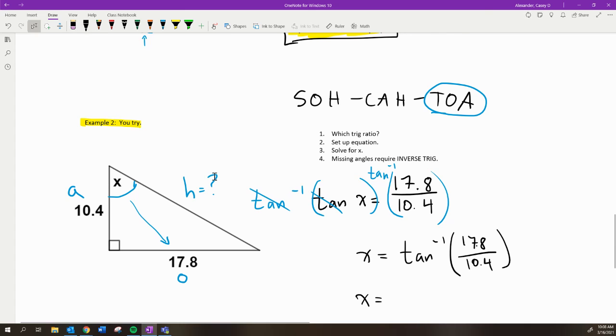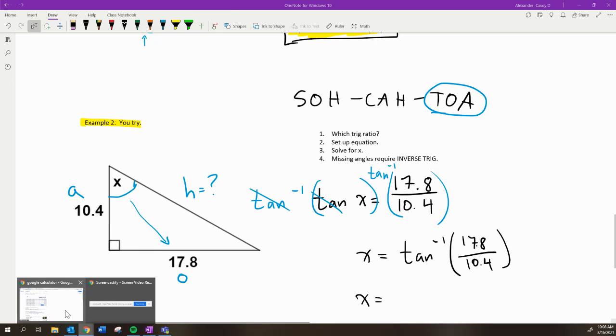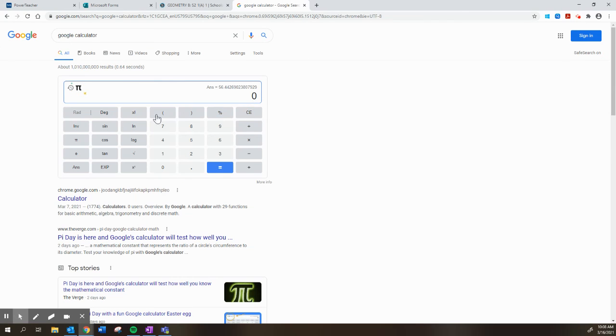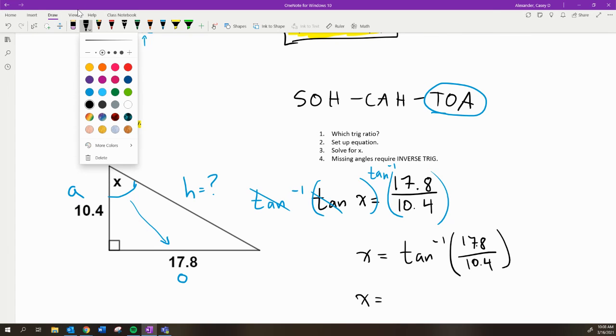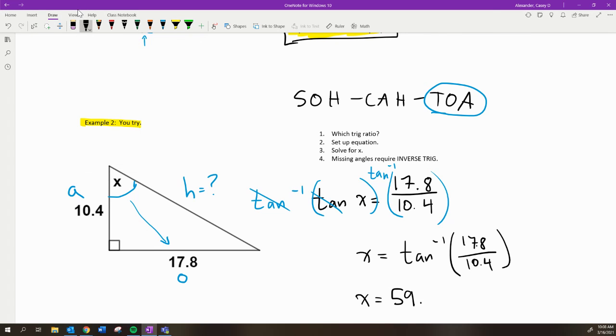And so then we just use our calculator, and I believe, let's see, let's just do it. I'll clear this out. I'll find the inverse tangent. See, it says arctan. 17.8 divided by 10.4, 59.70 degrees if we round to 2 decimal places. So hopefully that's what you got. And if you didn't, you can go back and figure out what you did wrong.